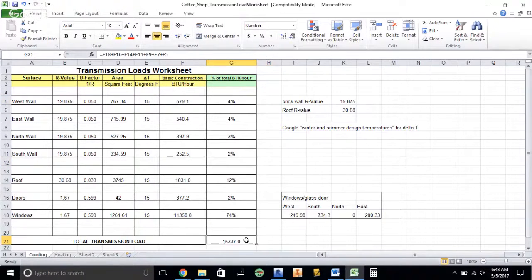And then down at the bottom, I simply just went over and added up all of those to get a total transmission load. And then just for fun, I took the individual transmission loads from each wall or window or category and divided it by the total just to see what percentage was causing me the most transmission of heat. And obviously it's the windows. Same thing for heating. So I would copy and paste all of this stuff for heating, not the delta T because that's different. We talked about that. But I would copy and paste all of it because it's the exact same. You'll see the same thing, 74% for my windows.